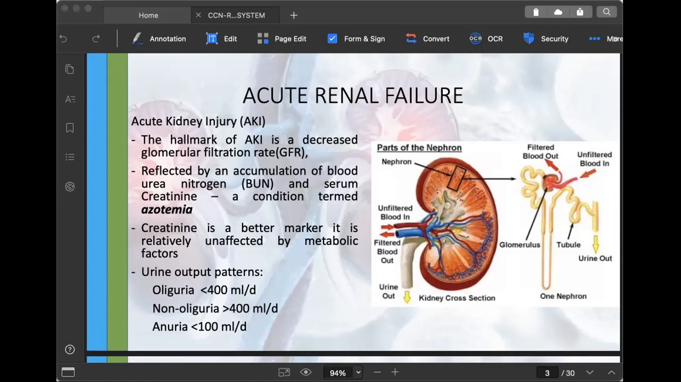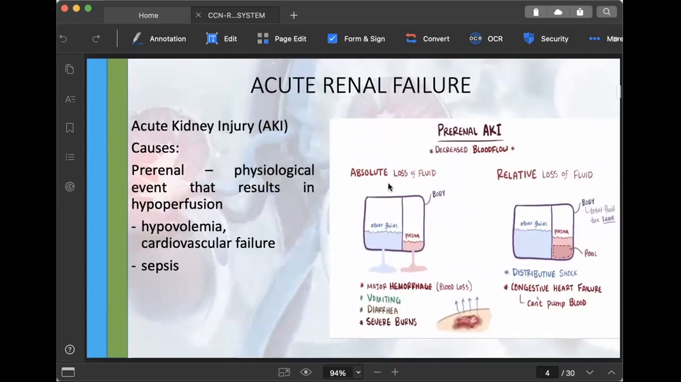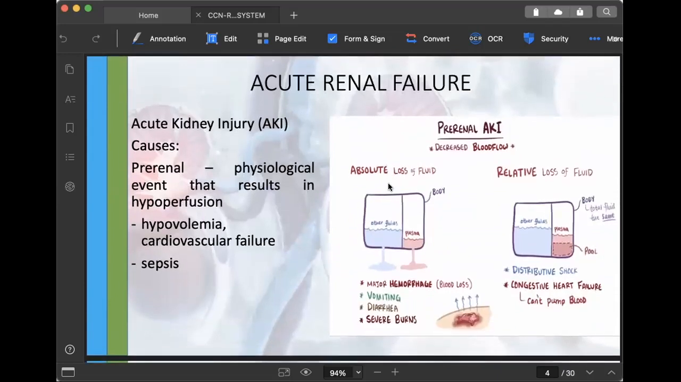Now let's move on to the next one. In terms of acute renal failure, the causes are what we term pre-renal: a physiological event that results in hypoperfusion, hypovolemia, cardiovascular failure, as well as sepsis.